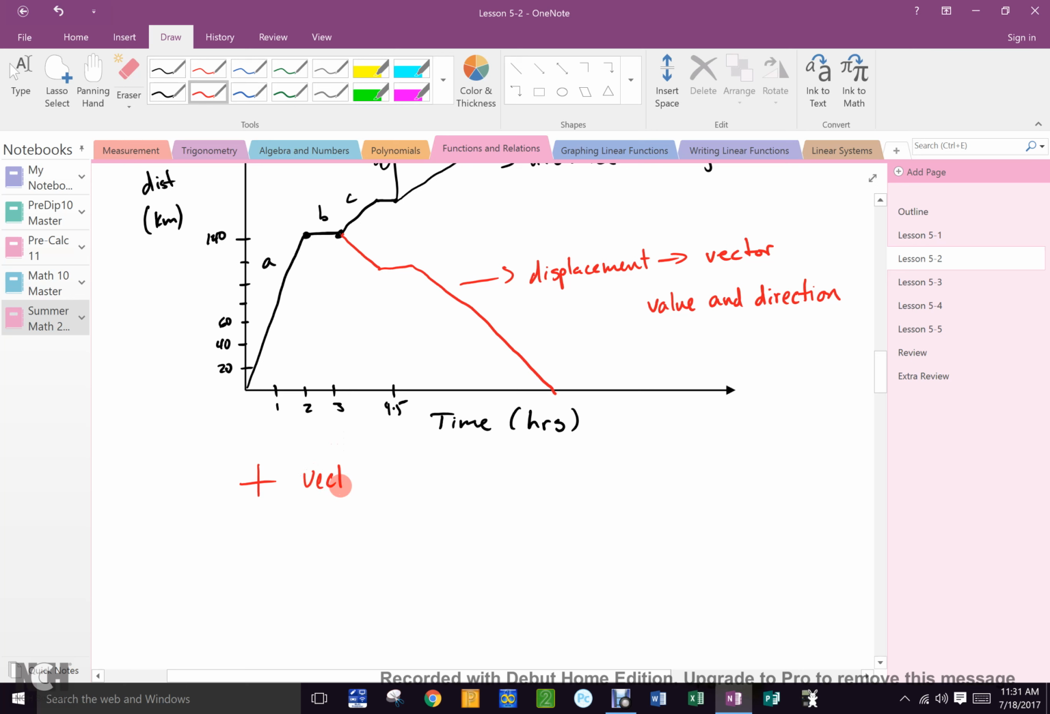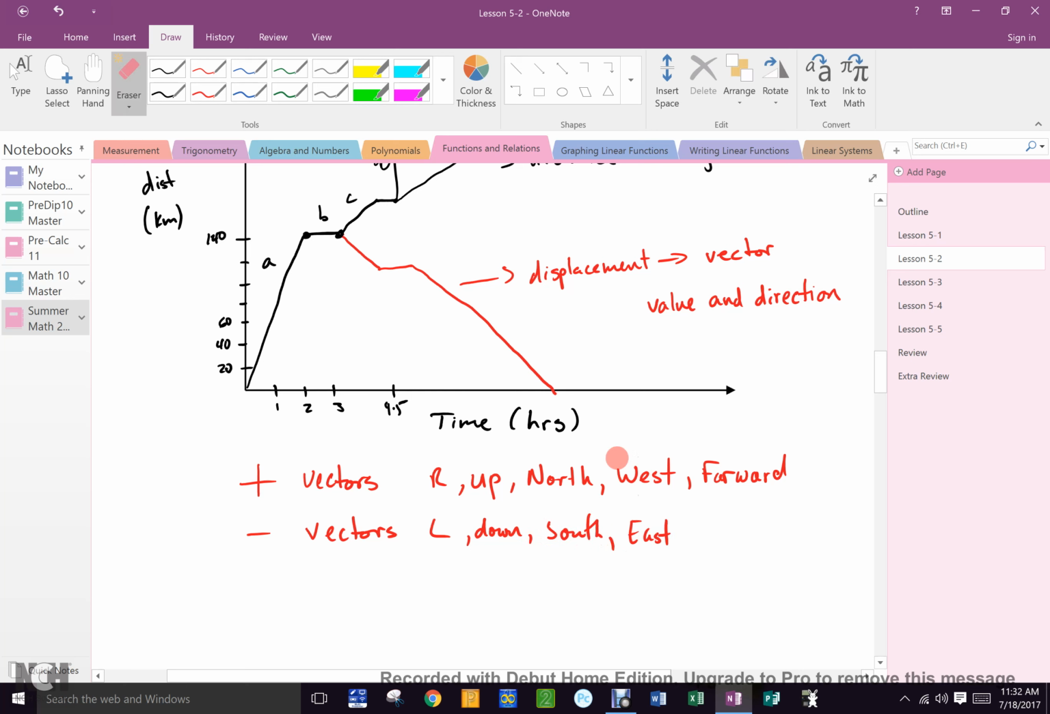Positive vectors are right, up, north, west, forward is another one. And then negative vectors are all the opposites. Left, down, south, east. Oh, I lied. Those are backwards. I'm sorry, guys. I'm such a moron. East, west. Backward.